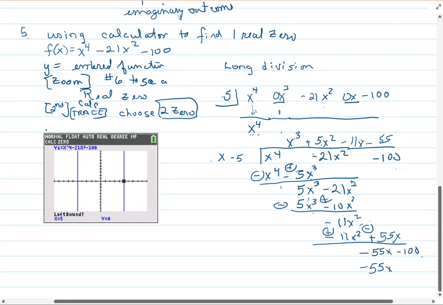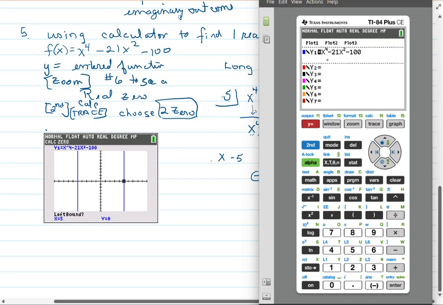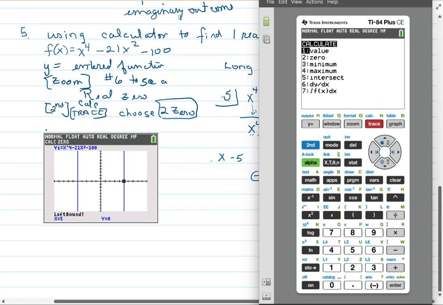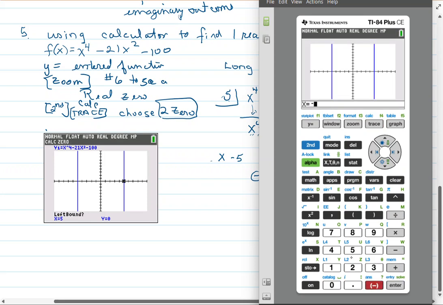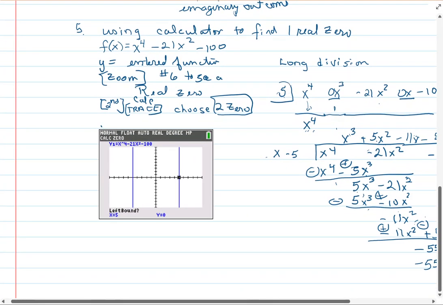Let me look at my... Maybe I did this wrong. Hold on. Let me look at my y equals x to the 4 minus 21x squared minus 100. And the 100 did not have an x. Well, doggone it. And I did second calc value of 5. And I get a 0. And this guy is a negative 5. Second calc value, negative 5. Well, we're going to go with the calc. Let's just do that, because I know 5 is a true one.